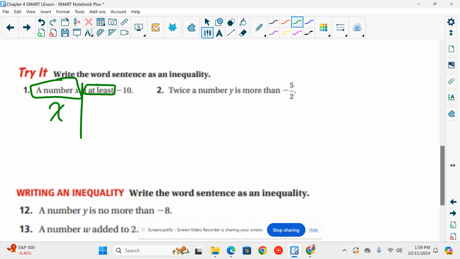You must be at least 48 inches to ride this ride. What does that mean? I can be that tall or taller. Can I be under? No, or they're not going to let you ride it because it's not safe. So at least is greater than or equal to -10.